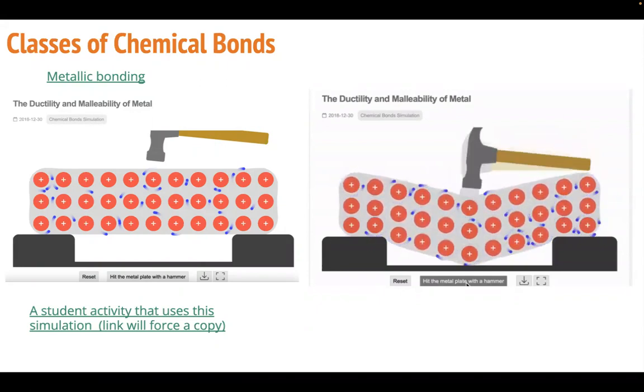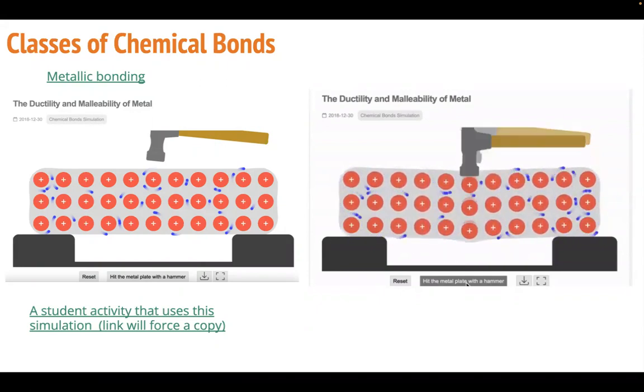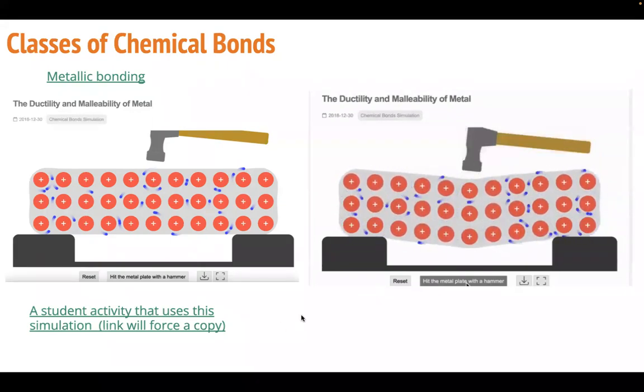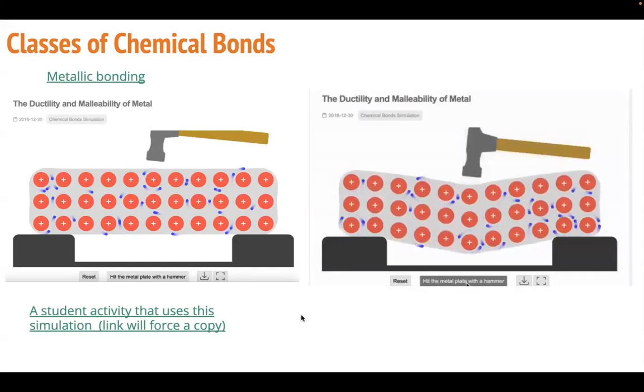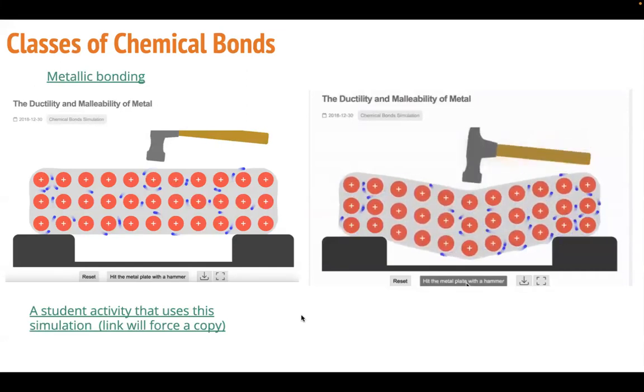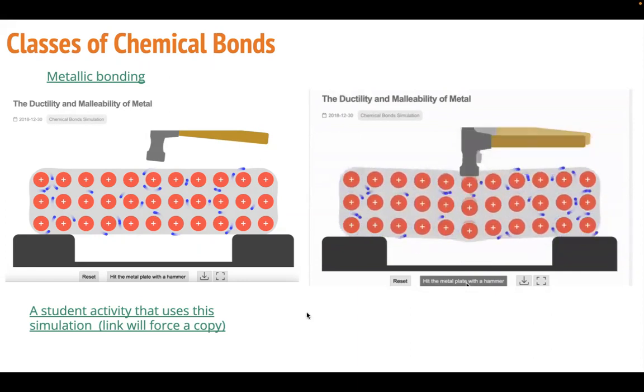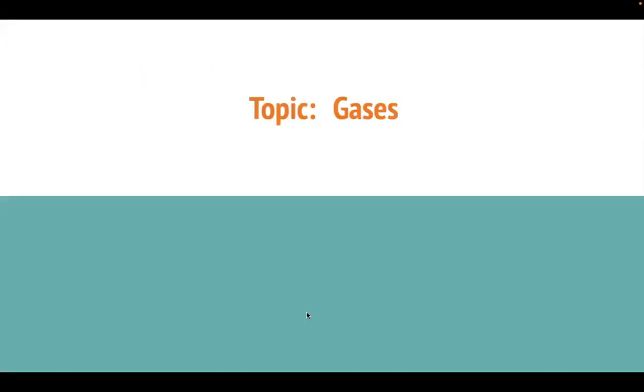I wrote a little activity to go along with this, with a little vocabulary and then just some questions. It goes a little farther than just this as well. But I thought it could easily be a homework assignment just to review metallic bonding. Right. All right. Our next topic is gases.